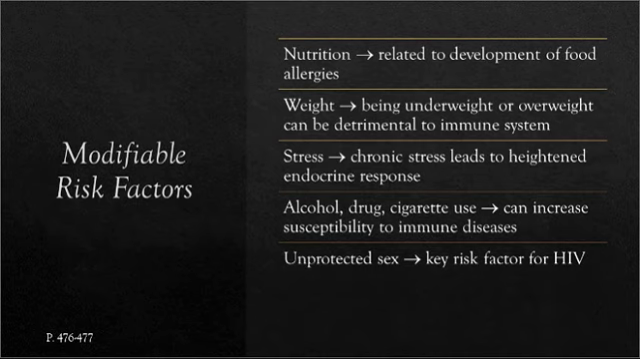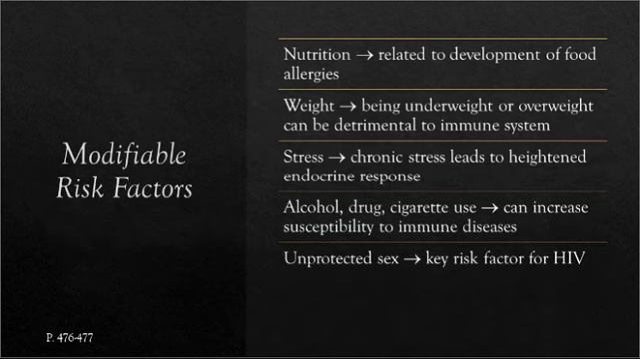Modifiable risk factors are things that we can change, which is why it is so important to teach health promotion, which goes along with disease prevention. There's nutrition related to development of food allergies, when you introduce what foods you're giving. Being underweight or overweight affects our immune system. Underweight is a BMI under 18.5, overweight a BMI greater than 25.